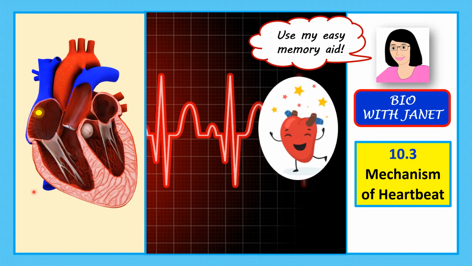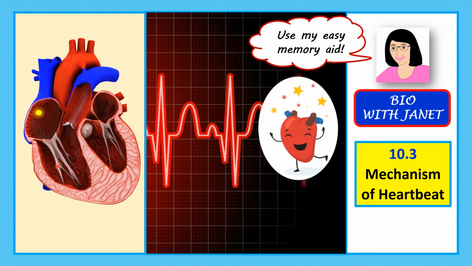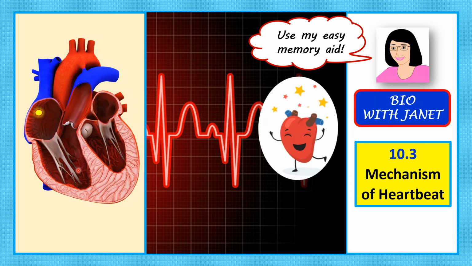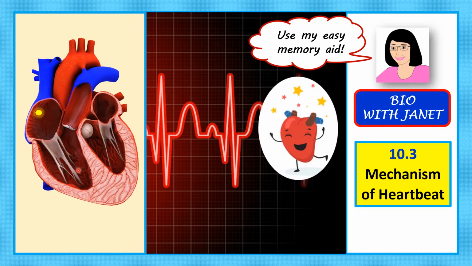The contractions of the atria and ventricles are very well coordinated to ensure that blood is pumped smoothly to all parts of the body to deliver nutrients and oxygen to the cells which need it. Let us find out more about the wonderful pacemaker called the sinoatrial node and the systematic cardiac cycle.